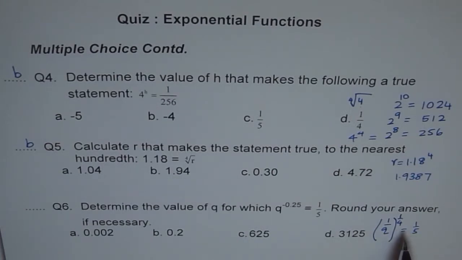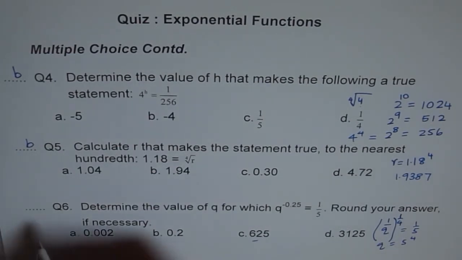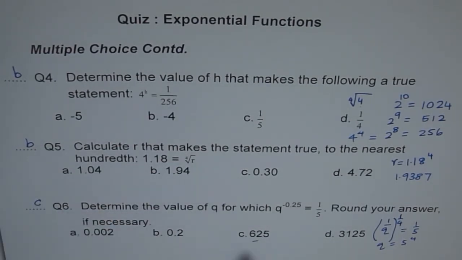So we have to determine q. From here we can say q equals 5 to the power of 4. And there is only one number which is actually bigger. Let's check. 5 to the power of 4 is equal to 625. So we got 625 and the answer is C. This was the number which we got. That's good. So this is the answer for this. Do you understand how we got this one?